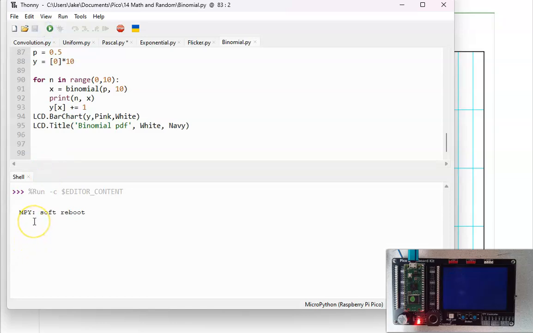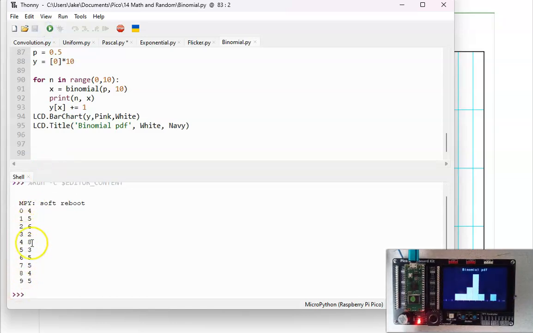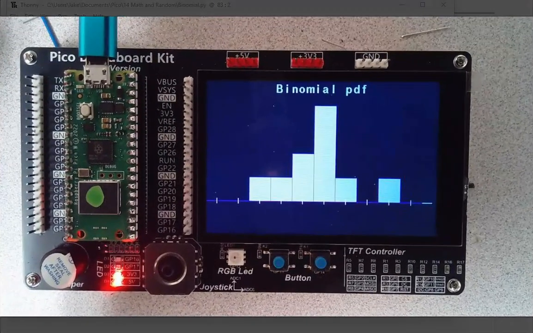If I do that, this is the trial number, and I got 4 heads, 5 heads, 6 heads, 2 heads, 8 heads. If I put that on a bar chart, that's what it looks like.